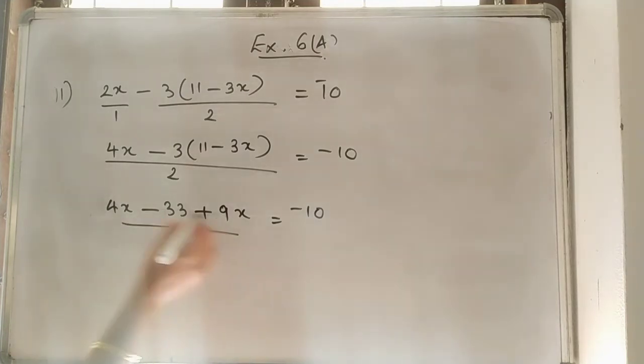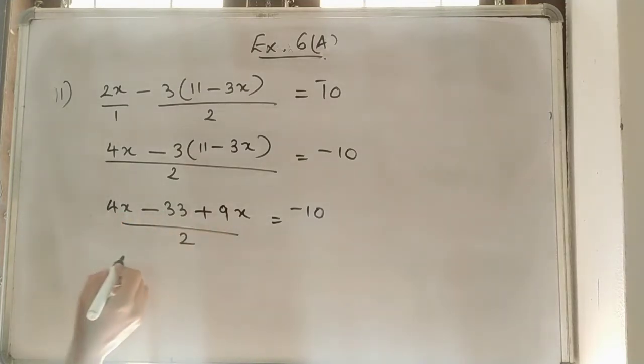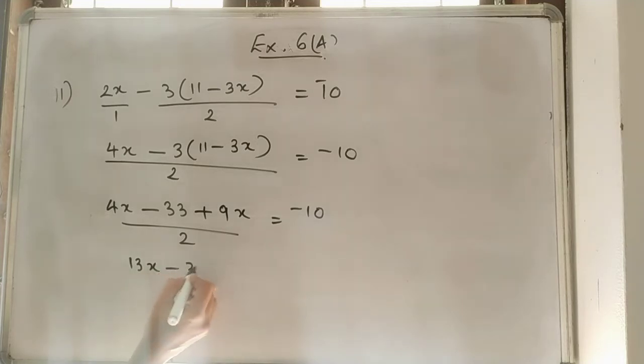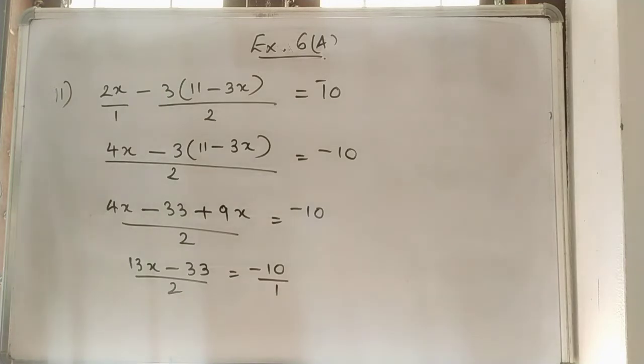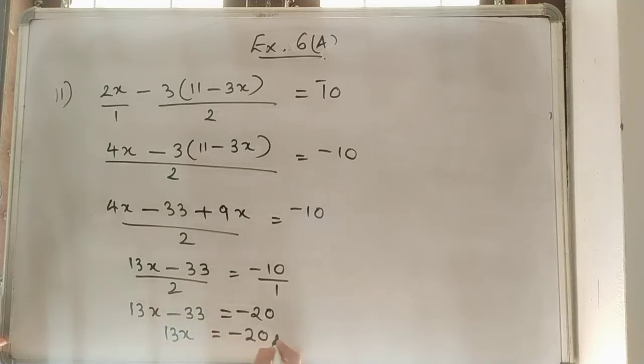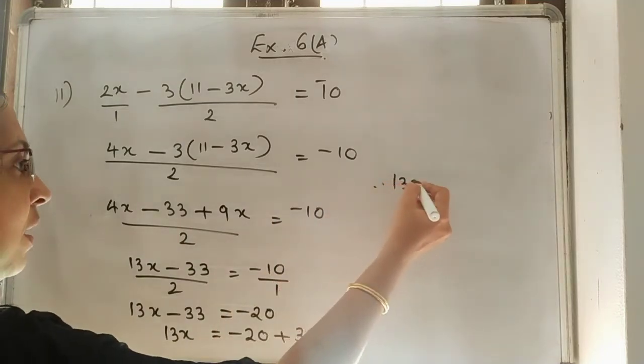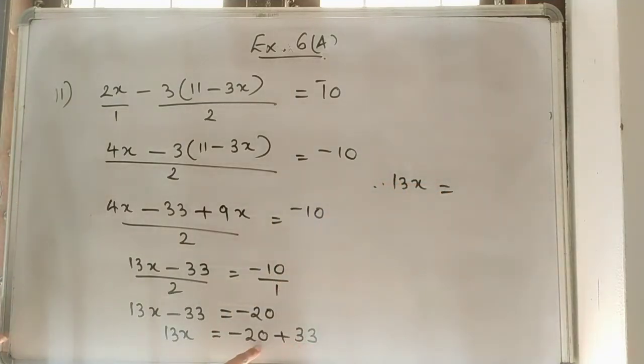So 9x plus 4x is 13x minus 33, divided by 2, is equal to negative 10. Negative 10 can be written as negative 10 by 1. If we cross multiply, we get 13x minus 33 is equal to negative 10 into 2, which is negative 20. So 13x is equal to negative 20 plus 33, therefore 13x is equal to 33 minus 20.